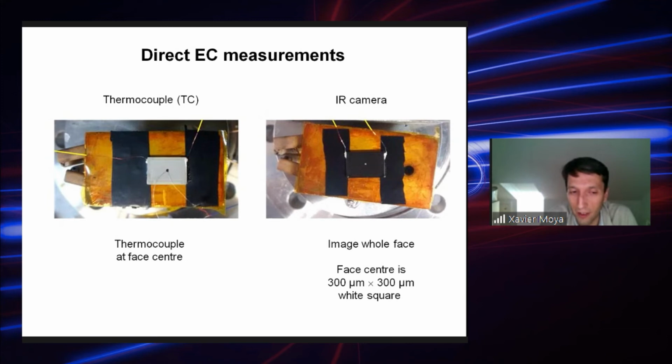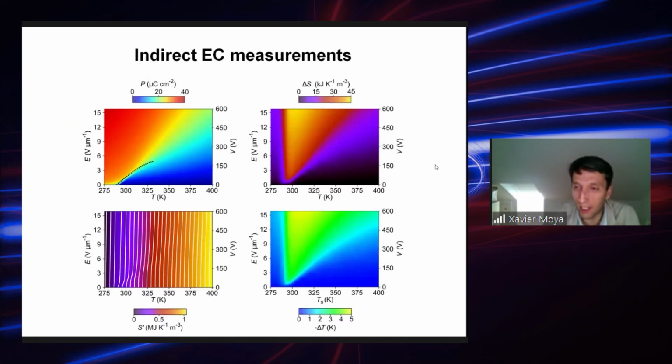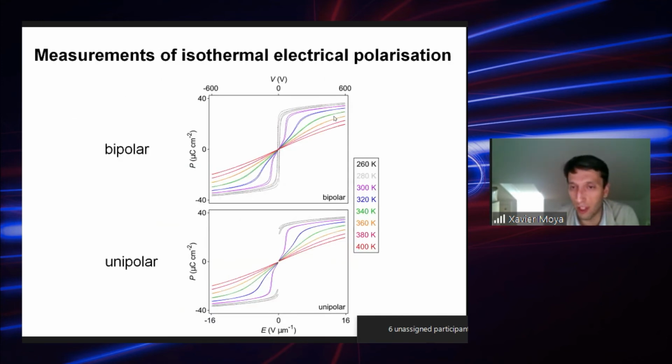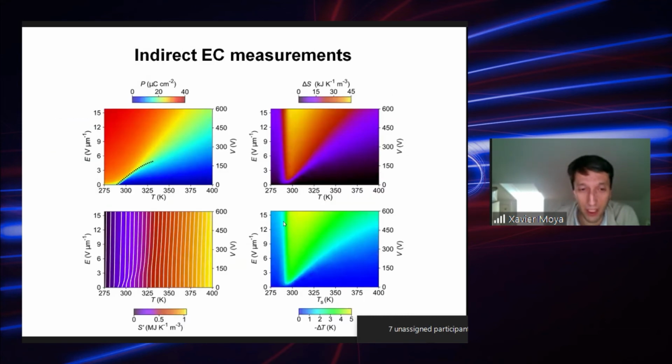So then we tested the thermal properties of these materials, the caloric effects. We did this using a thermocouple on top of the capacitor, and also using one of the infrared cameras that we have. And then we got a series of results. First, let me show you what we call the indirect method. This is a way of calculating the electrocaloric response that you expect just using polarization data as a function of field and temperature, and then thermodynamic relationships.